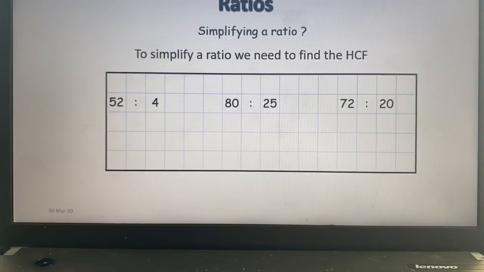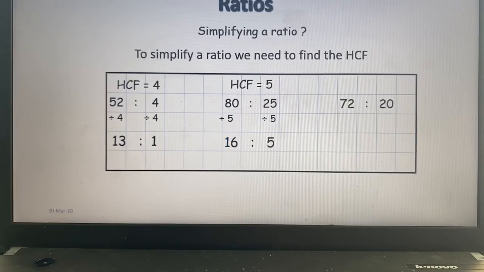Okay, another few examples of these, 52 and 4. 4 again is our highest common factor, so dividing both sides by 4, we get 13 to 1. 80 and 25, well, that's going to be 5 is the biggest number that goes into both 80 and 25. So 80 divided by 5 is 16, 25 divided by 5 is 5.